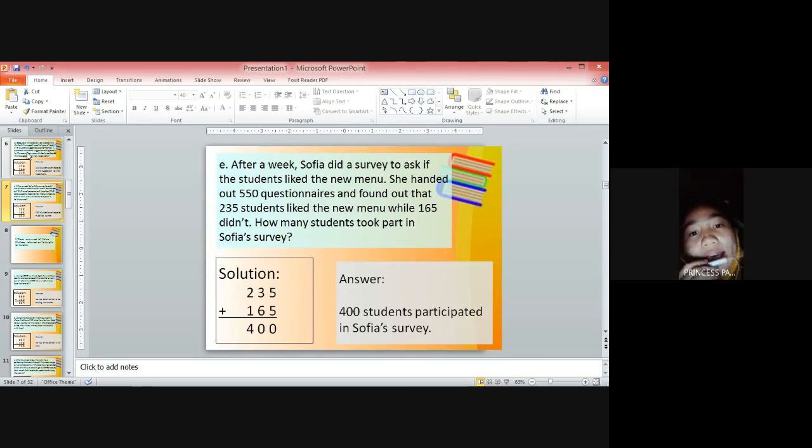E. After a week, Sophia did a survey to ask if the students liked the new menu. She handed out 550 questionnaires and found out that 235 students liked the new menu, while 165 didn't. How many students took part in Sophia's survey? The solution: 235 students liked the new menu, plus 165 didn't, is equal to 400. The answer is 400 students participated in Sophia's survey.